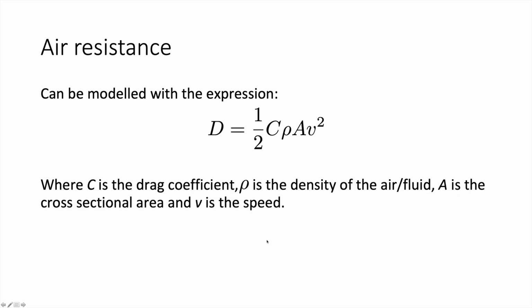So it turns out that the air resistance can actually be modeled by this equation here, where in this equation C is the drag coefficient. So this depends on the material. Rho is the density of the air or fluid through which the object's flowing. A is the cross-sectional area of the object, and V is the speed. So it depends on the speed squared. So this is the drag force, so it's a force.